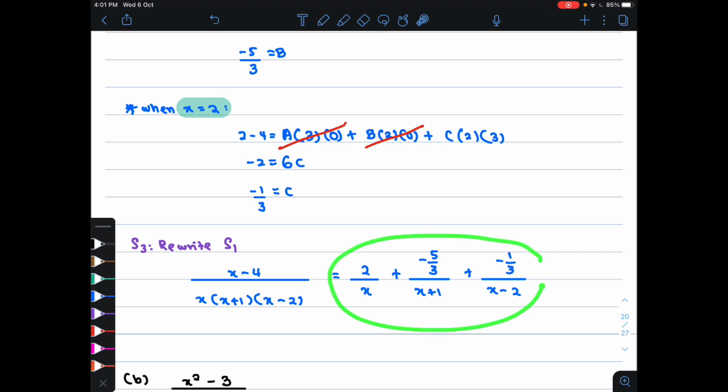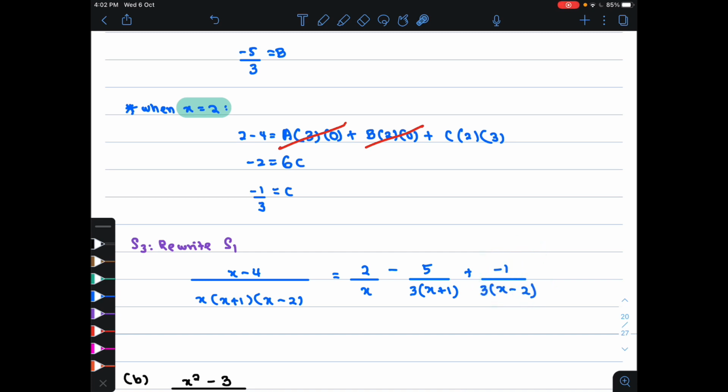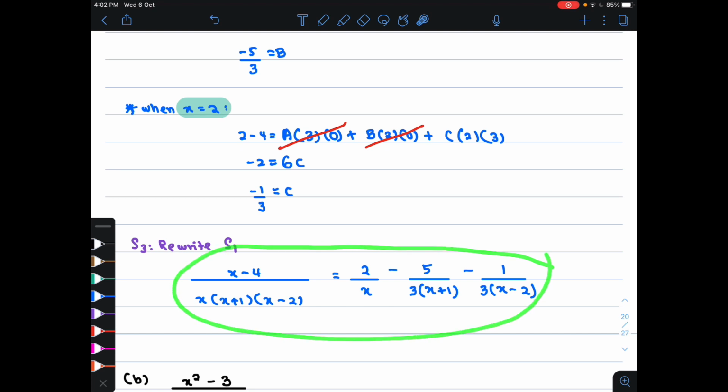We must simplify our final answer. This one is okay. For the second term, bring the denominator 3 to the denominator. Now you are left with plus negative 5, and that is simply negative 5. For the third term, you bring 3 to the denominator. Since we have plus and minus 1, that is actually negative 1. So this is the final answer of our question.